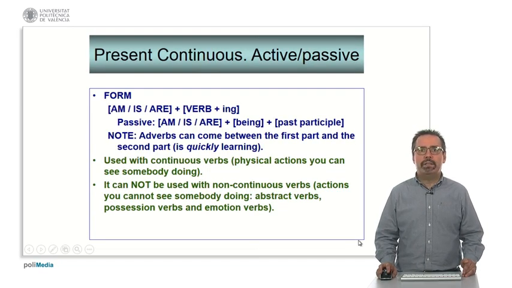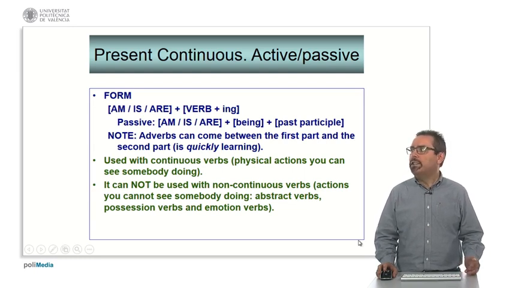The present continuous, on the other hand, is different. It contains the verb to be plus the ing form. In the passive, it is exactly the same with the verb to be, and we normally use adverbs that are associated to this tense, and they come between the first part and the second part. For example, is quickly learning.